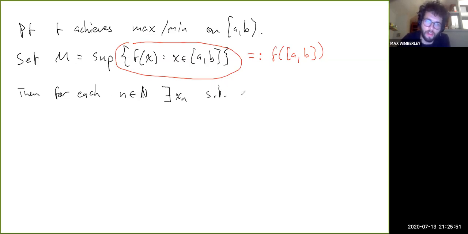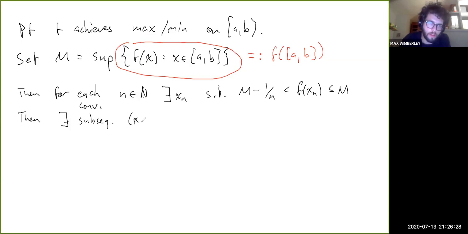So xn such that M minus 1 over n is less than or equal to F of xn less than or equal to M. I guess we can say less than here. It doesn't really matter. And the 1 over n we just chose because that's a sequence that converges to 0. So this is forcing F of xn to get arbitrarily close to capital M, right? So then there exists some convergent subsequence, xnk.